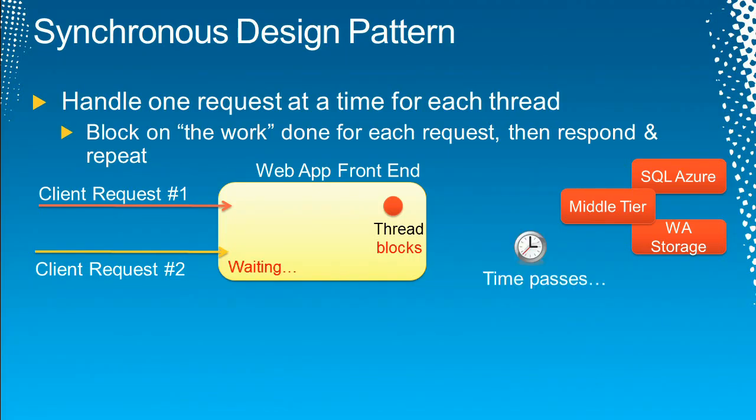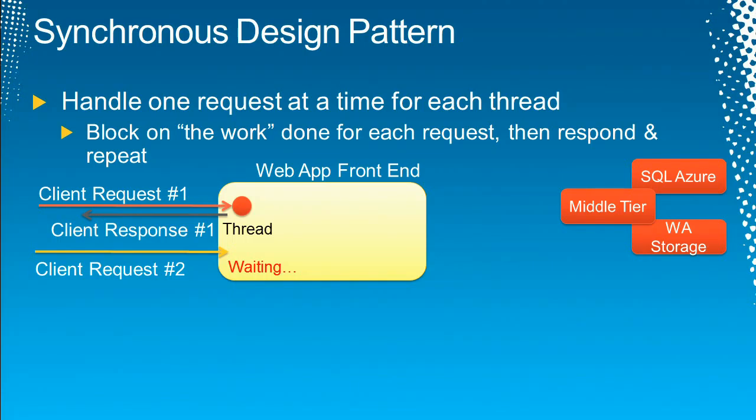Ultimately, the response will come back after some period of time, and the thread will dispatch that back to the original client. And at this point, it can turn around and it can start to service the second client request. So another question for you guys. What is the data structure in this design that's used to track outstanding requests?